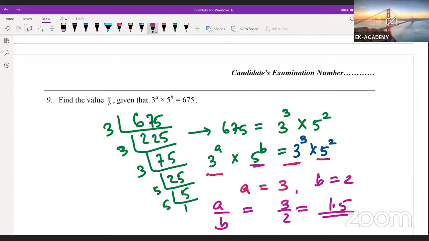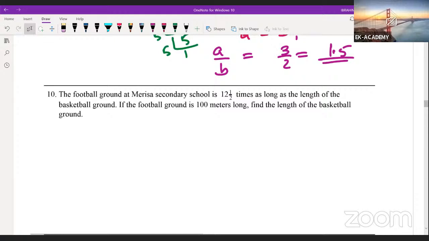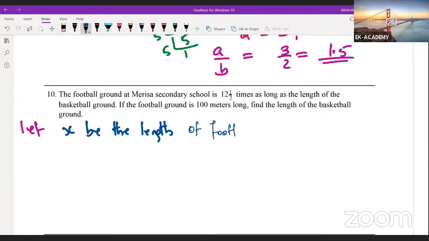Question number 10. The football ground at Merisa Secondary School is 12.5 times as long as the length of the basketball ground. If the football ground is 100 meters long, find the length of the basketball ground. So what we're going to do here, we are going to say that let X be the length of football ground, and Y be the length of basketball ground.